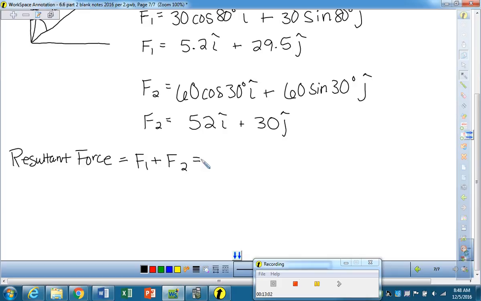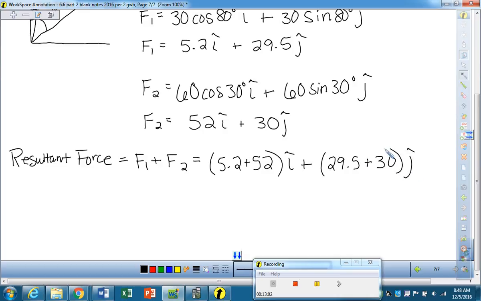All right, so now we're going to find our resultant force, which is F1 plus F2. We're going to write it in terms of an ij vector. So we're going to add the i components together, 5.2 plus 52, so that will be in front of i. And in front of the j, we have 29.5 plus 30. So altogether we have 57.2i plus 59.5j.